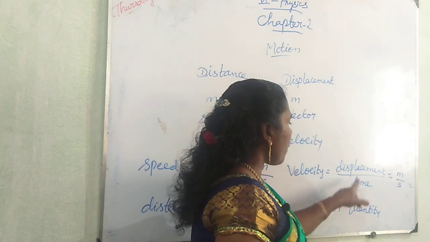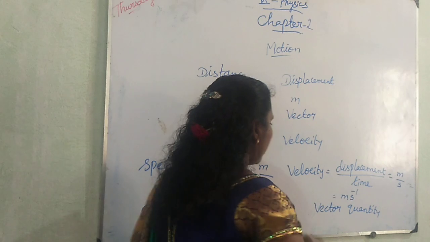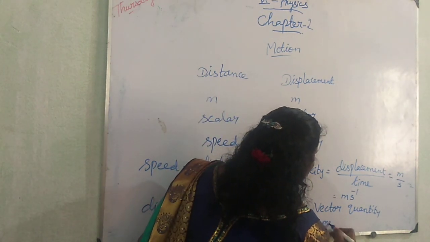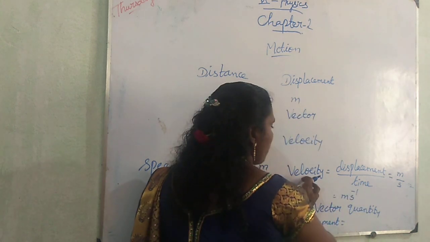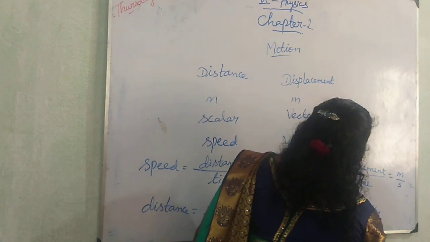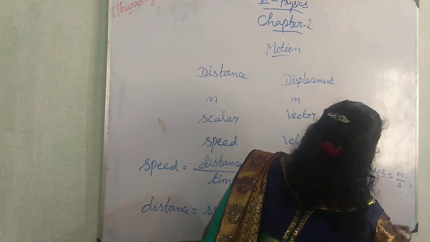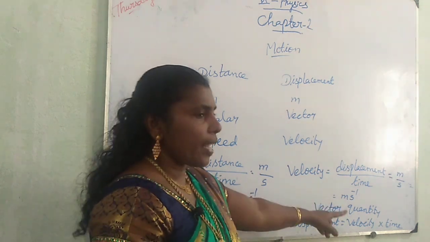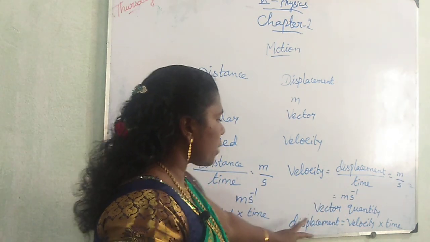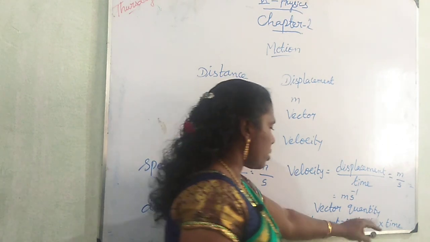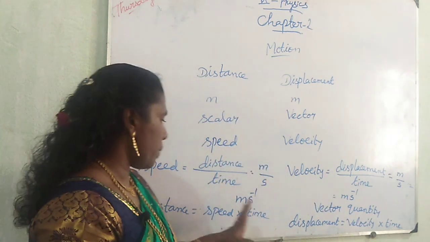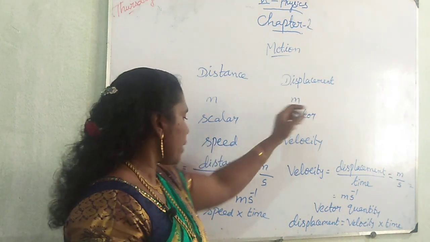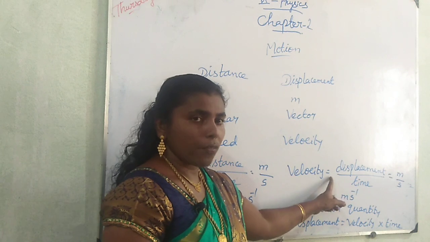Here, suppose in this formula we have to find displacement. How will you find it? Displacement equal to velocity into time. You just have to multiply velocity into time. What's the unit for displacement? Meter. Okay. So we have learned about distance and displacement, and speed and velocity.